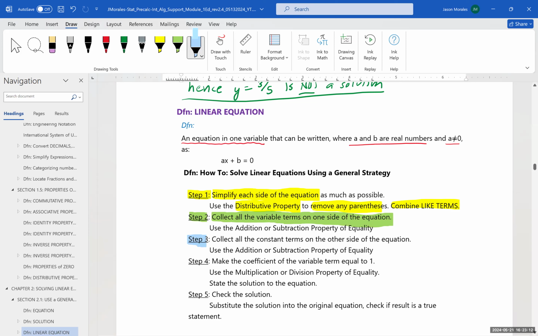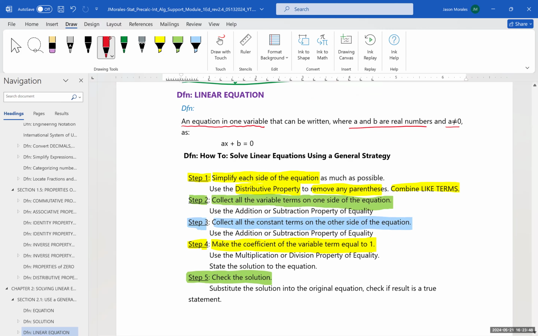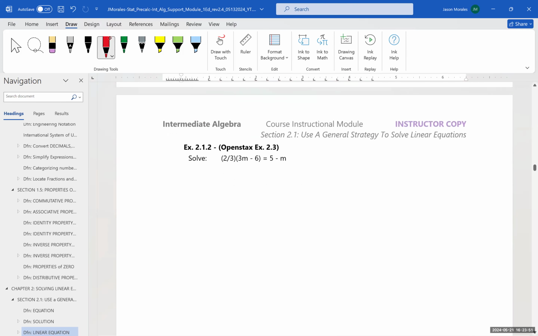Step 3 is to collect all of the constant terms on the other side of the equation. Again, use the addition or subtraction property of equality. Step 4 is to make the coefficient of the variable term equal to 1. So use the multiplication or division property of equality here and state the solution to the equation. Step 5 is to check your solution. So we've kind of done those steps previously, but just hadn't formally outlined them that way. So let's take a look at an example.